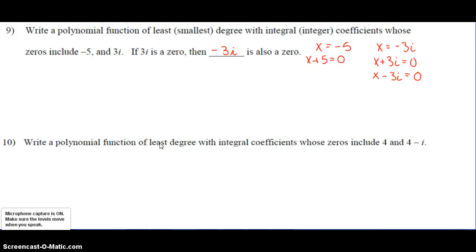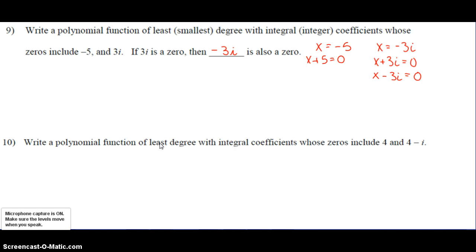All right, almost done with lesson 6.7. I know it's a long one. What we're going to do is we have two examples to do, number 9 and number 10. In both of these, what we want to do is write a polynomial function of least degree with integer coefficients given some particular zeros. So where we left off is we had two particular roots, -5 and 3i.